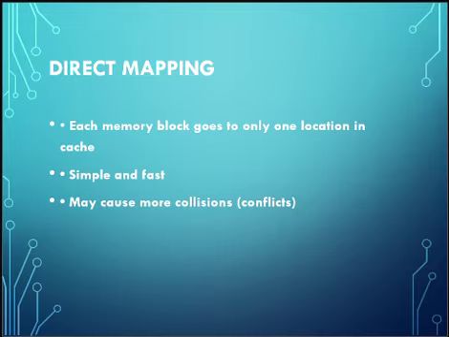Direct mapping. With direct mapping, each piece of data is assigned one specific spot in the cache. It's super simple and quick, but there's a problem. If two data blocks need the same spot, one has to go. That's called a collision.